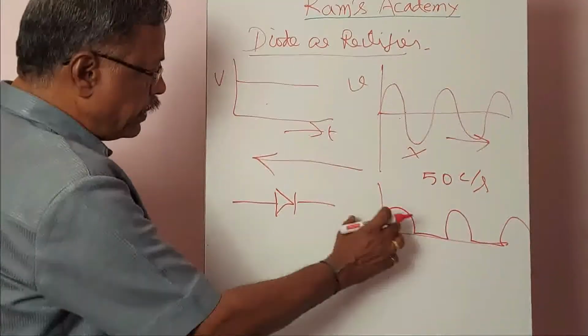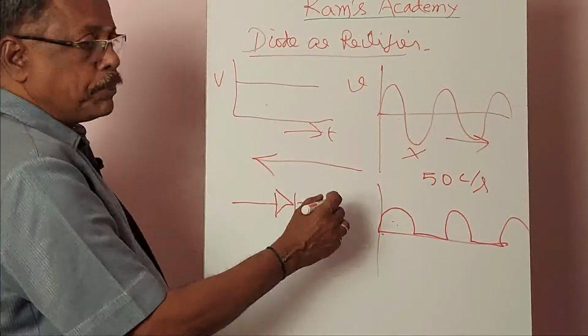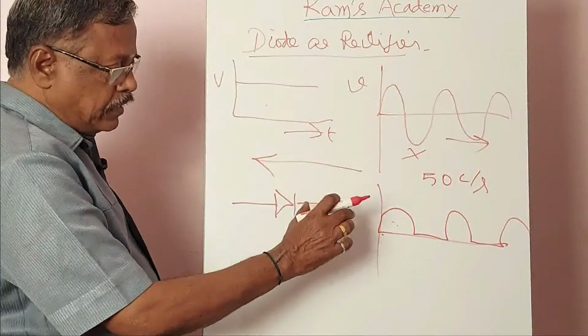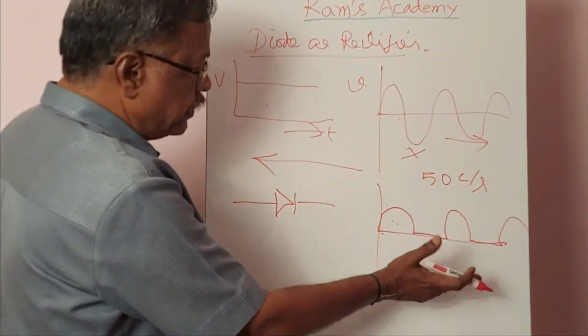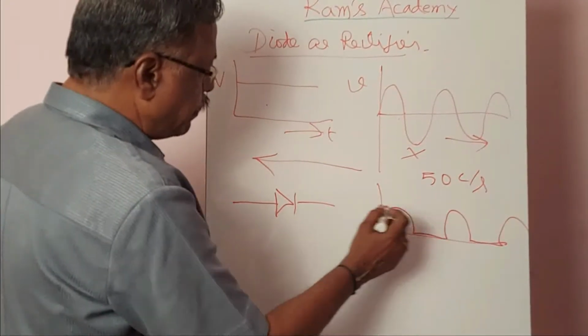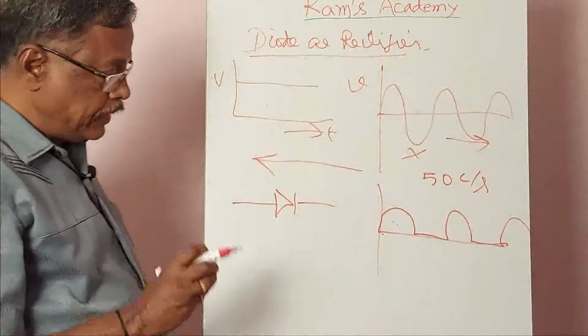This is a half-wave rectifier. It will pass only the first half positive cycle. The next half cycle will be eliminated. Therefore, this is the waveform we get out of a half-wave rectifier.